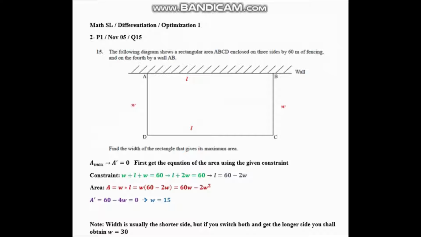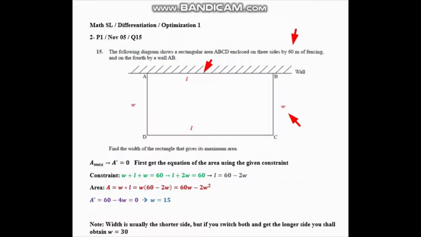However, if you switch the L and the W, you shall get a final answer of 30. So watch out. Both are considered correct. So anyway, we shall move on with the conventional model. You are given that this is the length, this is the width, and the perimeter of 3 sides equals 60.